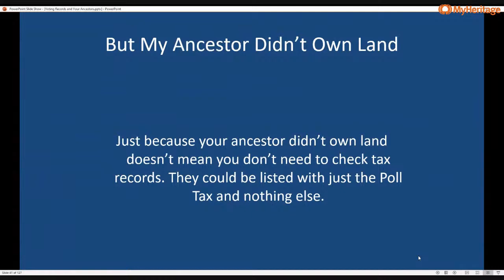But my ancestor didn't own property. You may think to yourself, well, my ancestors never owned any land, so they didn't pay property taxes, which I mean, they probably didn't pay taxes at all. Well, don't think that way, because they may still have had an interest in voting and being part of regular elections, which means they would have had to have paid a poll tax, which means they'll be in the tax register. So just because your ancestors didn't own property doesn't mean that they didn't pay their poll tax. You may see just the poll tax listed. They paid it, and so then they were able to vote.